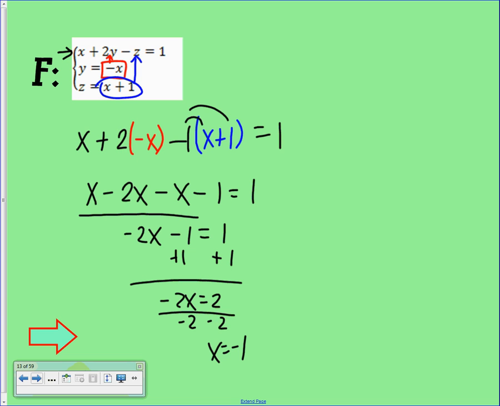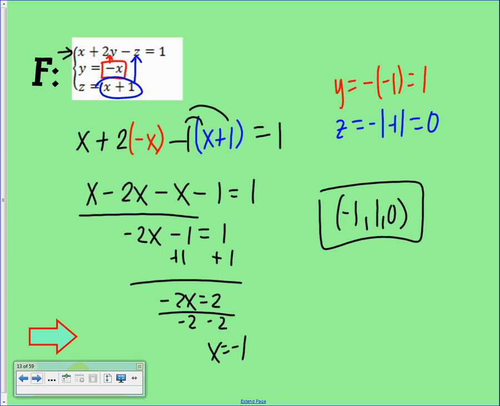Now what I have to do, because this is a little bit more complicated, is plug that in twice. So now I want to know that y equals negative x, so negative negative 1, which makes that a positive 1. I also know that z equals x plus 1, negative 1 plus 1, so I now know that z is going to equal 0. Now when you write your ordered pair, it's still alphabetical, but there's going to be 3 numbers. So it's going to go x, y, z. So negative 1, 1, 0. So an ordered pair with 3 answers. Okay, so that one may look kind of confusing at first, but I think when you simplify it down, it isn't as bad as you think.